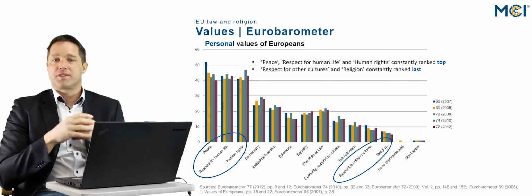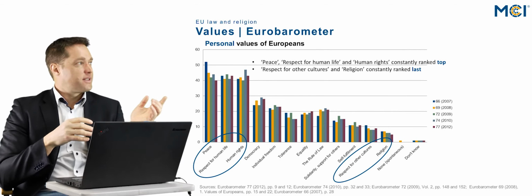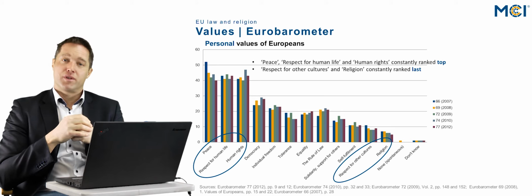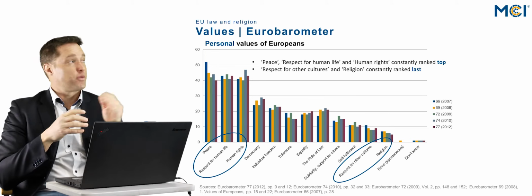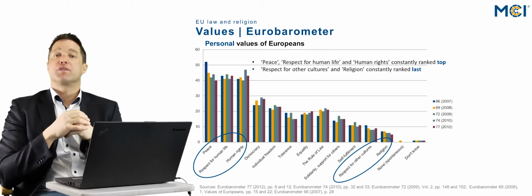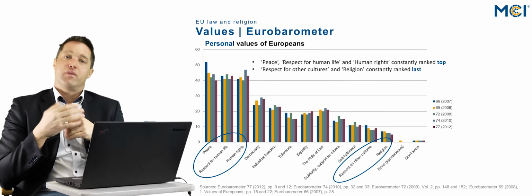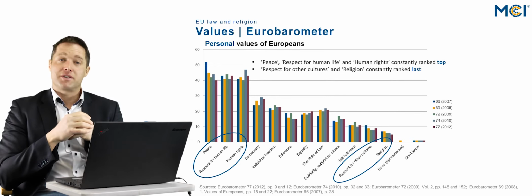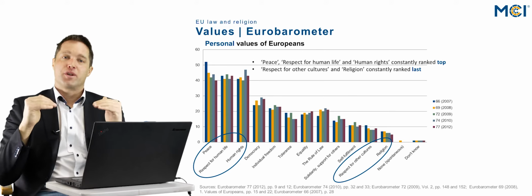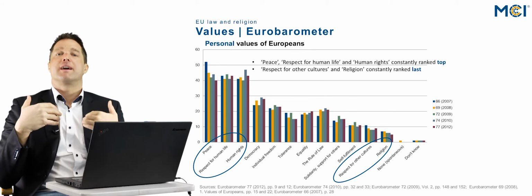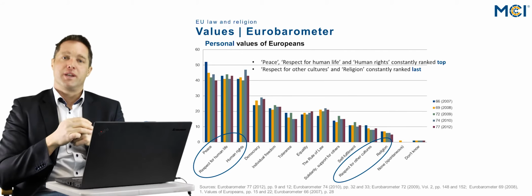And the first slide now is about the personal values of Europeans. So you can see that peace, respect for human life and human rights over the years have constantly been ranked top, whereas respect for other cultures and religion have been constantly ranked low as personal values of Europeans.